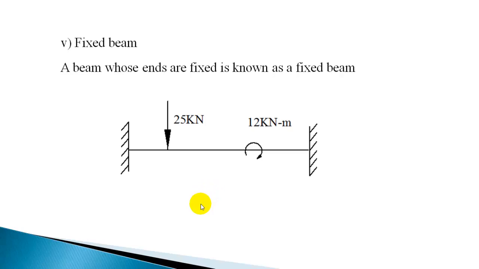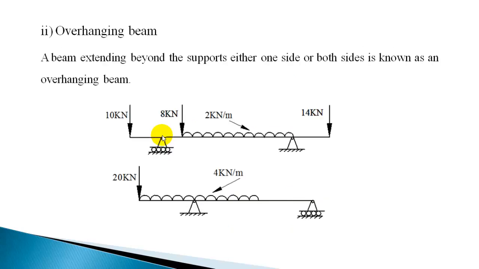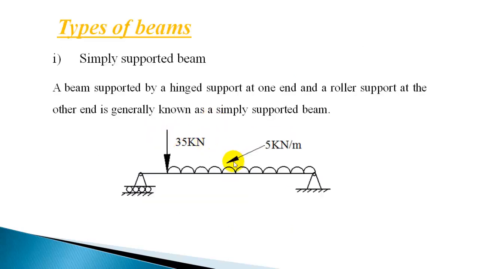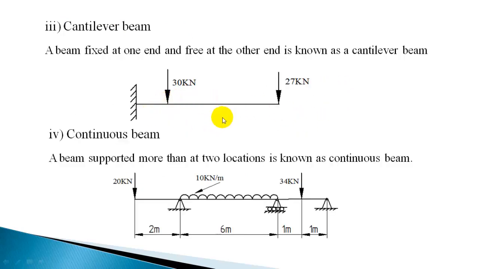Out of the beams discussed, some are statically determinate, like the first three kinds of beams which we discussed: simply supported beam, overhanging beam, and cantilever beam. They are statically determinate beams. So that means you can solve these unknown reactions at the supports using the equations of equilibrium alone. Using the equations of equilibrium, that is sigma Fx equal to 0, sigma Fy equal to 0, and sigma M equal to 0, you can solve the unknown reactions.